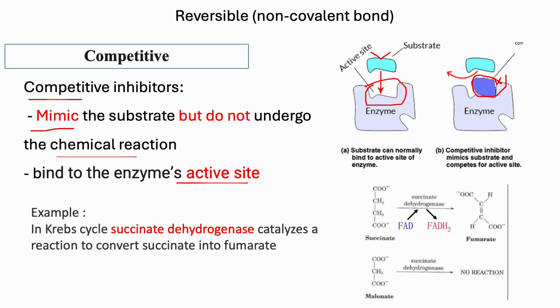An example of a reversible, non-covalent bond inhibitor is in the Krebs cycle, succinate dehydrogenase. Succinate dehydrogenase converts succinate to fumarate. Here succinate is the substrate and it is converted into the product fumarate. And what will happen when succinate is mimicked by malonate, which looks exactly like the succinate substrate? Succinate dehydrogenase can't produce any product. That means no reaction. This is the example of a competitive inhibitor.